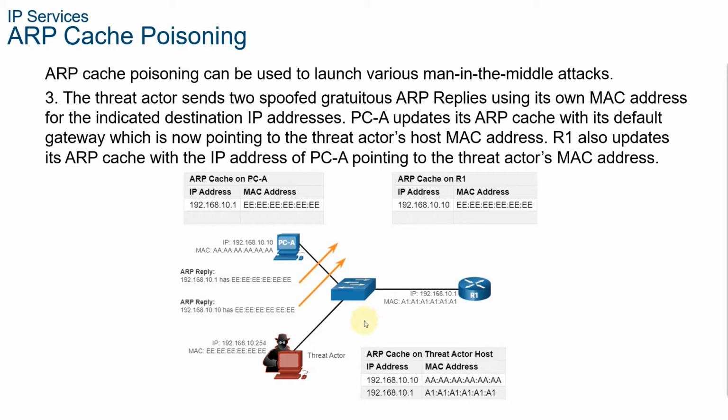So the ARP poisoning attack can be passive or active. Passive ARP poisoning is where threat actors steal confidential information. Active ARP poisoning is where threat actors modify the data in transit or inject malicious data.